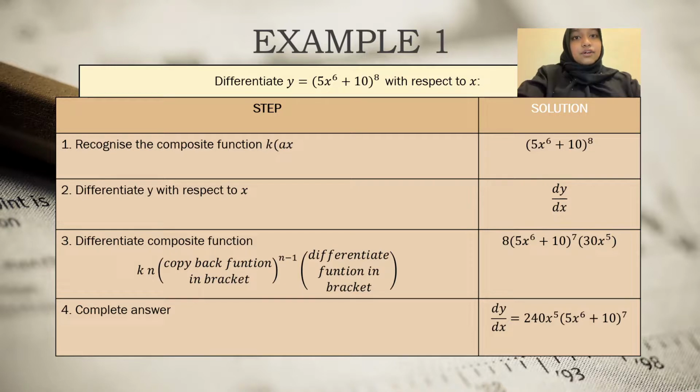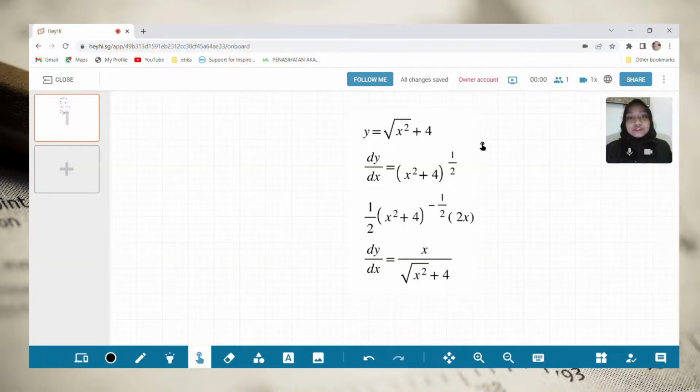So for step 4, we get the complete answer. We need to combine: dy over dx equals 240x power 5 open bracket 5x power 6 plus 10 close the bracket power 7. Okay, so this is the solving step that I use.